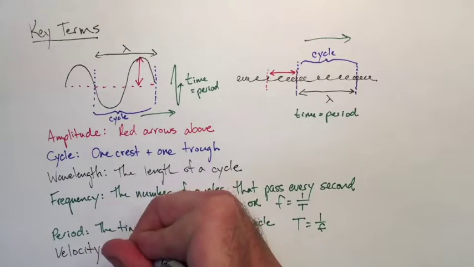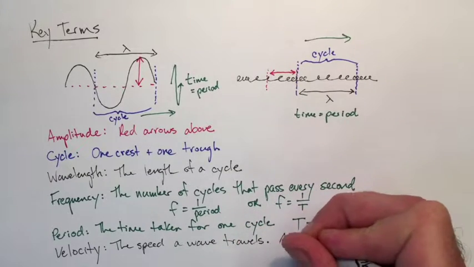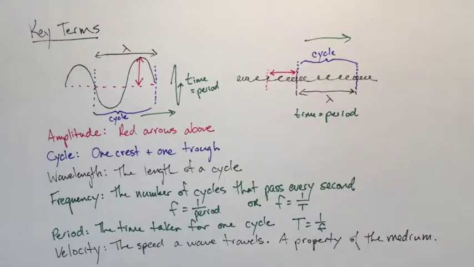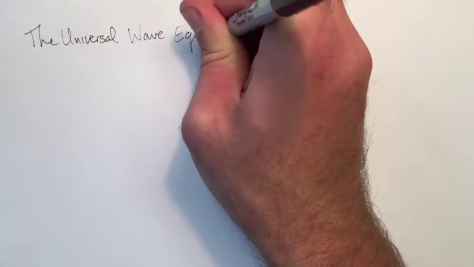Finally, the velocity of a wave. It's the speed the wave travels. It is a property of the medium. You cannot make a wave go faster or slower. The only way you can change that is by changing the medium that the wave travels through.